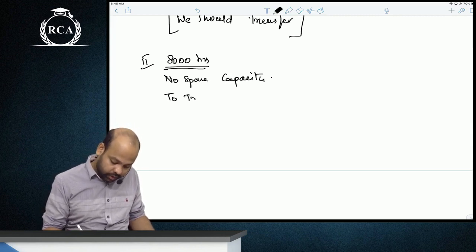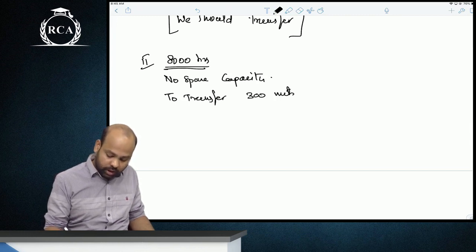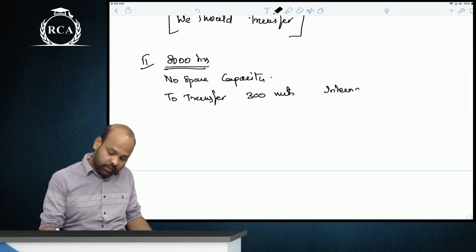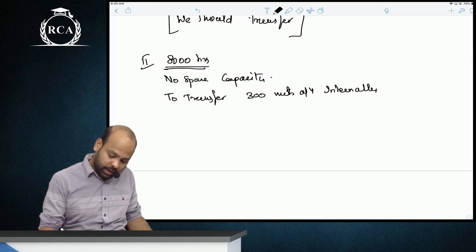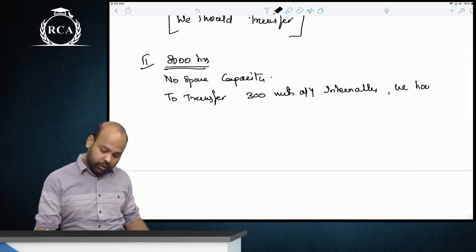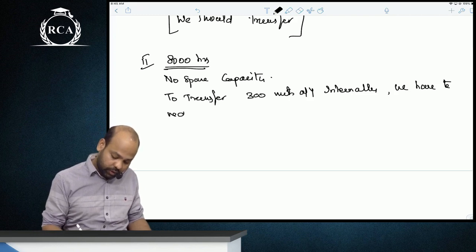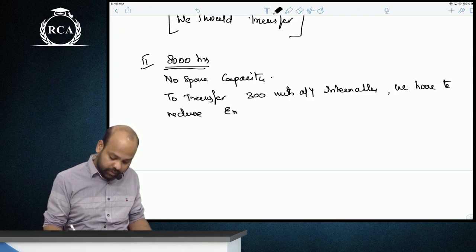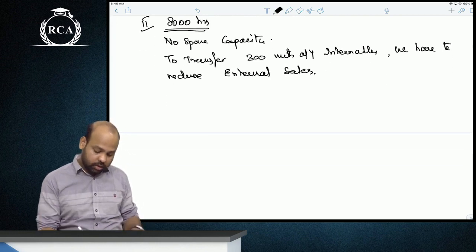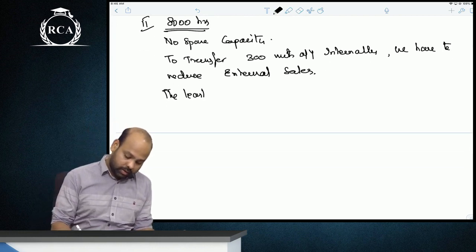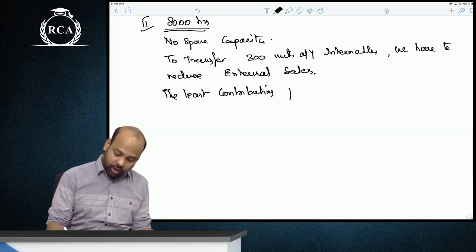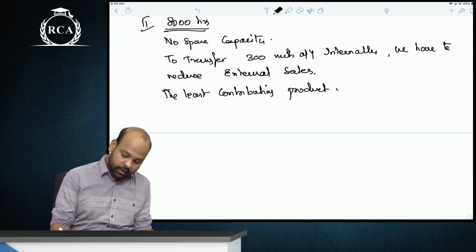To transfer 300 units of Y internally, we have to reduce external sales. External sales of which product? The least contributing product. The least contributing product is product Y only.